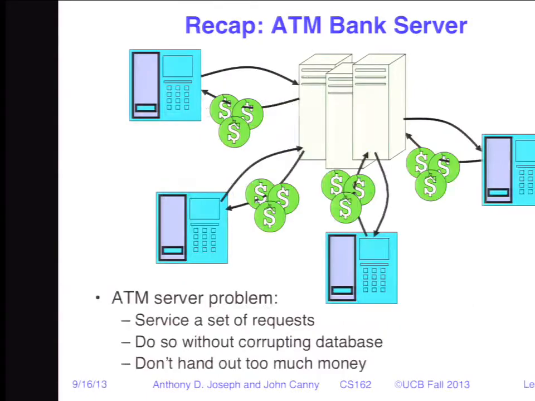So remember the ATM bank server example. So the challenge is we have this bank server and we have a bunch of ATMs and they're providing requests. People want money and we need to check their balances and then, if appropriate, dispense money. Now, we have these concurrent operations occurring because users could simultaneously be using any of these ATMs. And so we need to make sure that those concurrent operations do not corrupt the database. Key thing is, we don't want to hand out too much money.